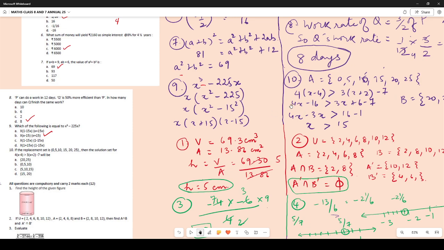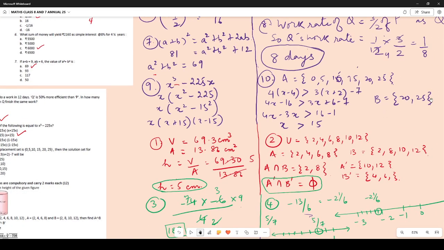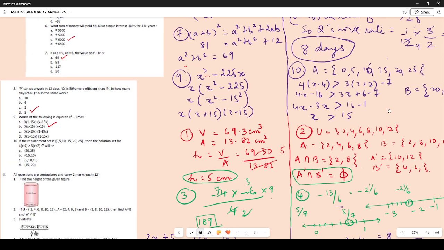When we solve it, what do we get? 4x minus 16 is greater than 3x plus 6 minus 7, right? So when you take the x to one side and numbers to the other side, what do you get? You get 4x minus 3x is greater than 16 minus 1, which is x is greater than 15. So over here in the solution set, what do we see is greater than 15? 20 and 25. So that will be your answer. So option A will be the correct option.